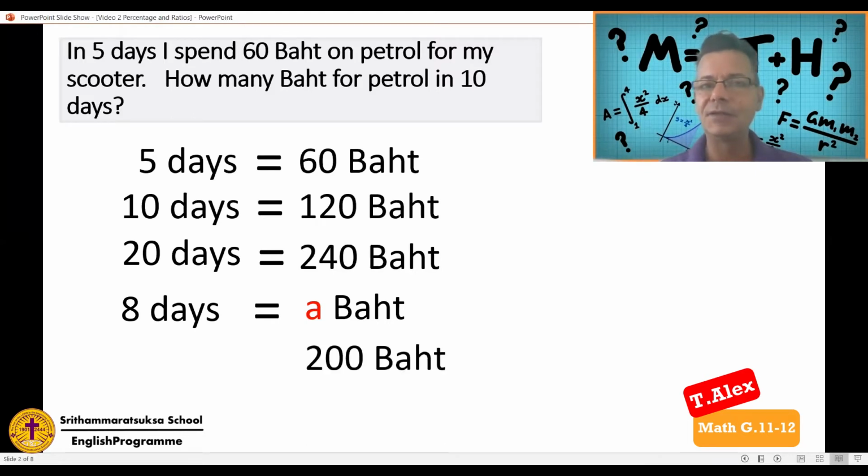And if I do the example from the other side, what about 200 baht? Well, it will probably last me between 10 and 20 days. But I cannot work this out in my head. I will call this B for now. Now let's move on and see how we actually solve this problem in maths.